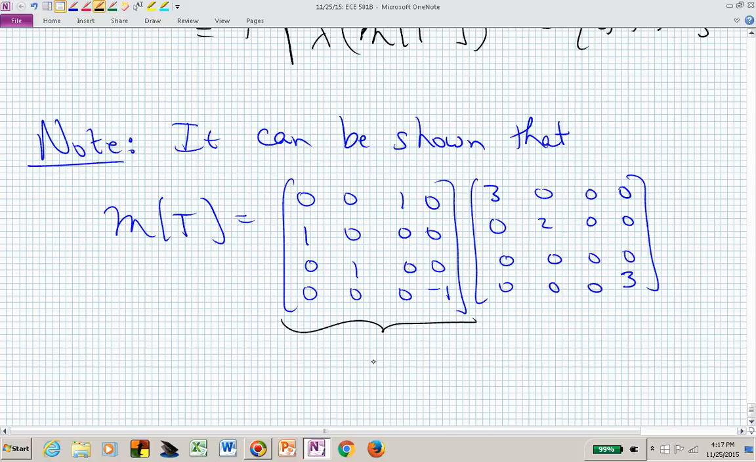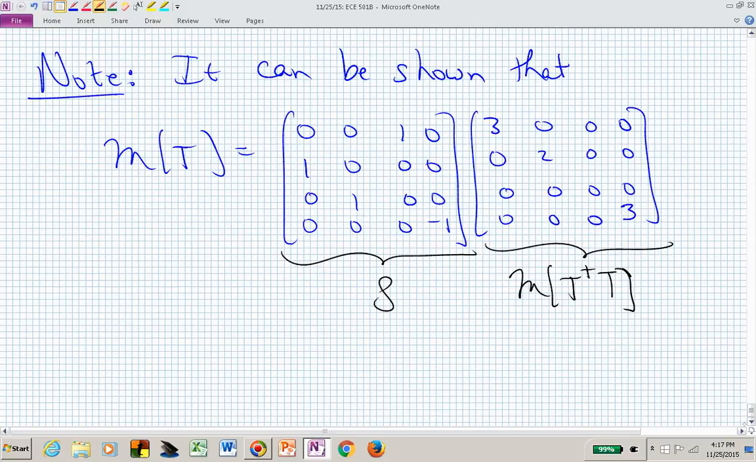This is our S, that's our isometry, and you should be able to show that that is an isometry. This is now the matrix representation of the square root of T dagger T, which is all of this. This is now the polar decomposition of the matrix representation of the original map.